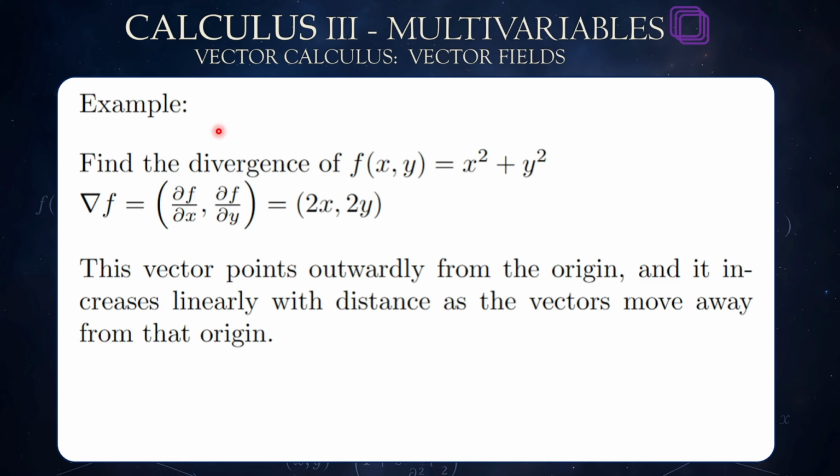Example: find the divergence of F(x,y) equal to x squared plus y squared. Nabla f, this is the gradient, is equal to the partial derivative in respect of x, then in respect of y of the function F(x,y), equal to 2x and 2y. So this vector points outwardly from the origin, and it increases linearly with distance, because as x and y increase, the vectors move away gradually from the origin.